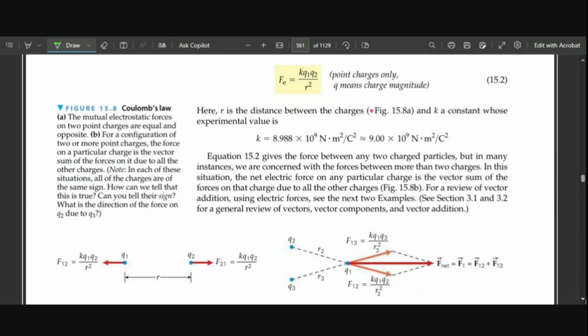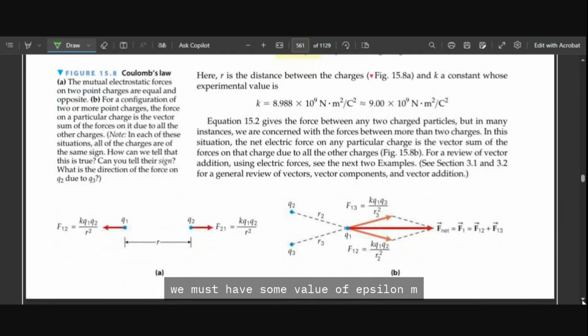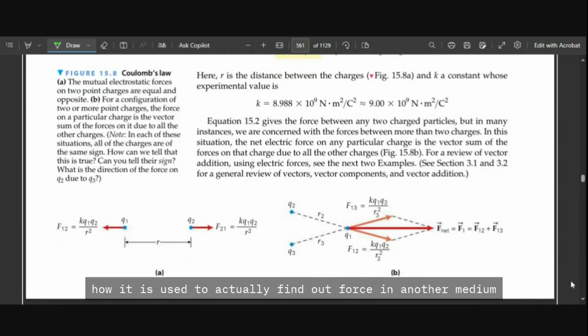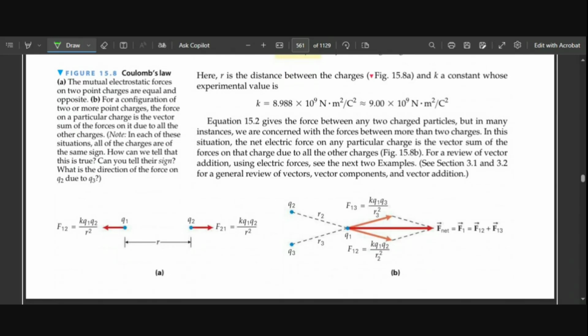So if there's a medium, we must have some value of epsilon m, and we already discussed how it is used to find out the force in another medium.